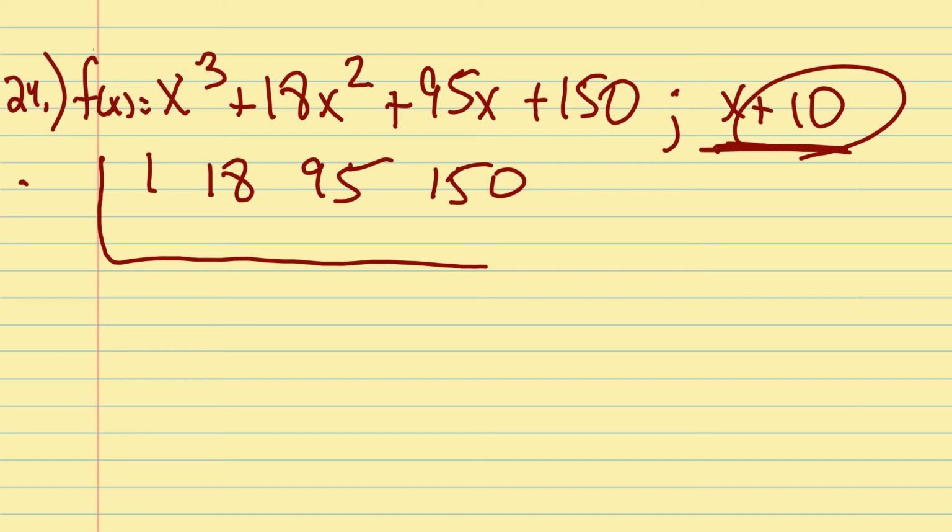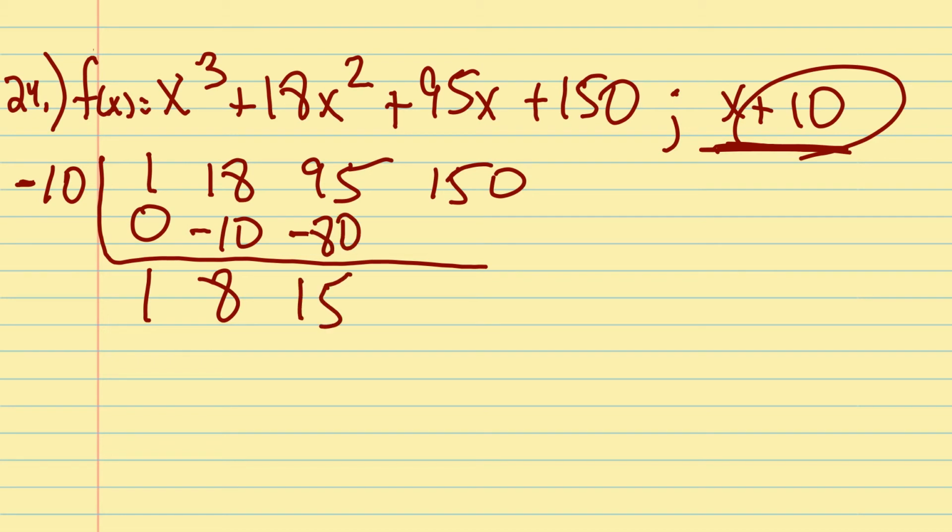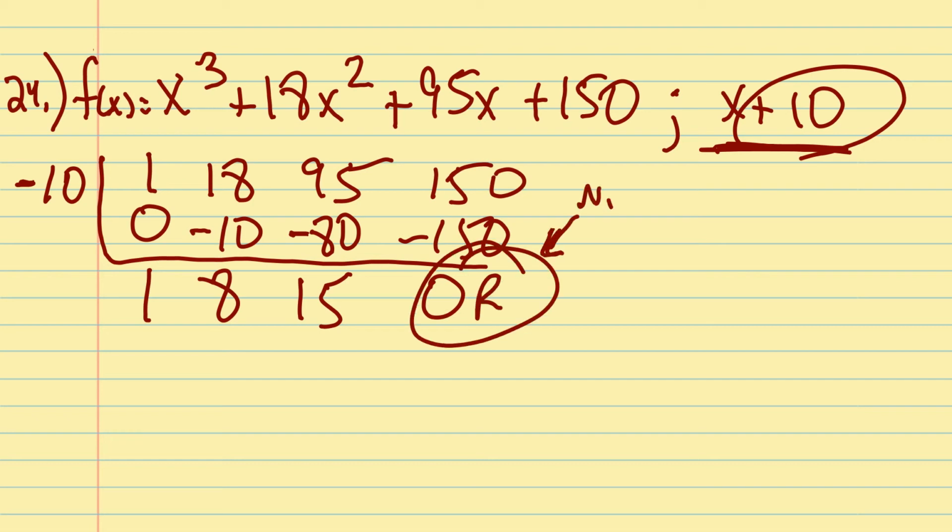Remember that 10 is hanging out with your x, so it's actually a negative 10 as your 0. I drop down, I put a 0 in there. 1 and 0 is 1. Negative 10 and 1 is negative 10. Gives me positive 8. Gives me minus 80. Gives me 15. Gives me negative 150. Gives me 0. Remember, that's my self-check. That's supposed to happen. No remainder because it's a factor.